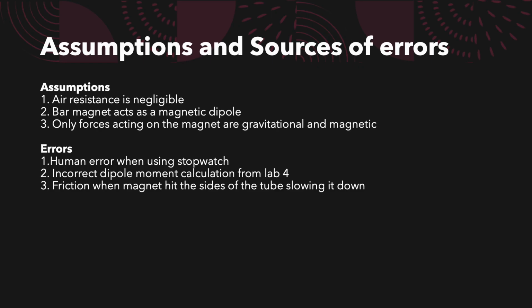Next are the assumptions and sources of errors. The assumptions I made were that air resistance is negligible, the bar magnet acts as a magnetic dipole, and the only forces acting on the magnet are gravitational and magnetic. The errors I could have encountered are human error when using the stopwatch, incorrect dipole moment calculation from lab 4, and friction when the magnet hits the sides of the tube, slowing it down.